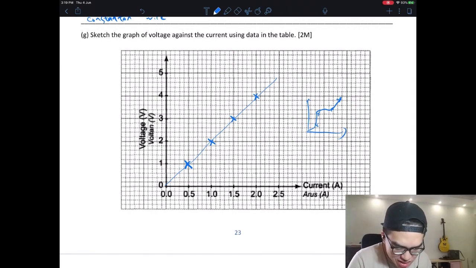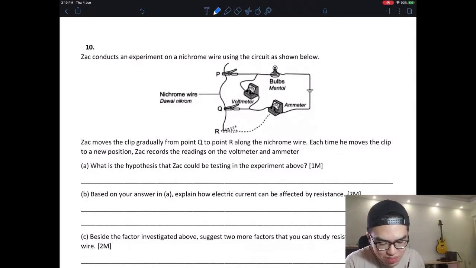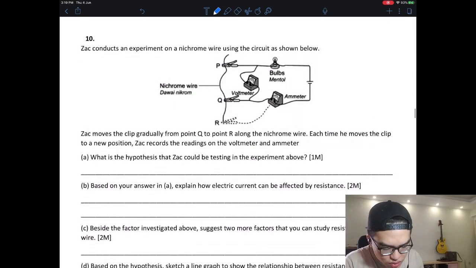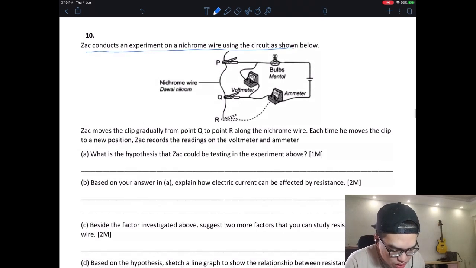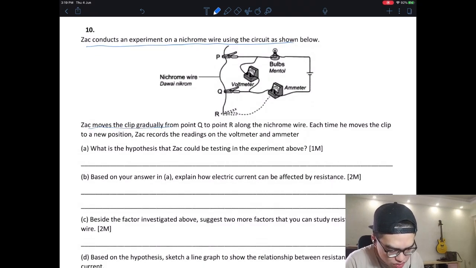Number 10, Z conducts an experiment. Let's look at the last question. The video is getting a bit long. Z conducts an experiment on nichrome wire using the circuit as shown. Z moves the clip gradually from Q to R. So it moves from here to here. What does it mean?